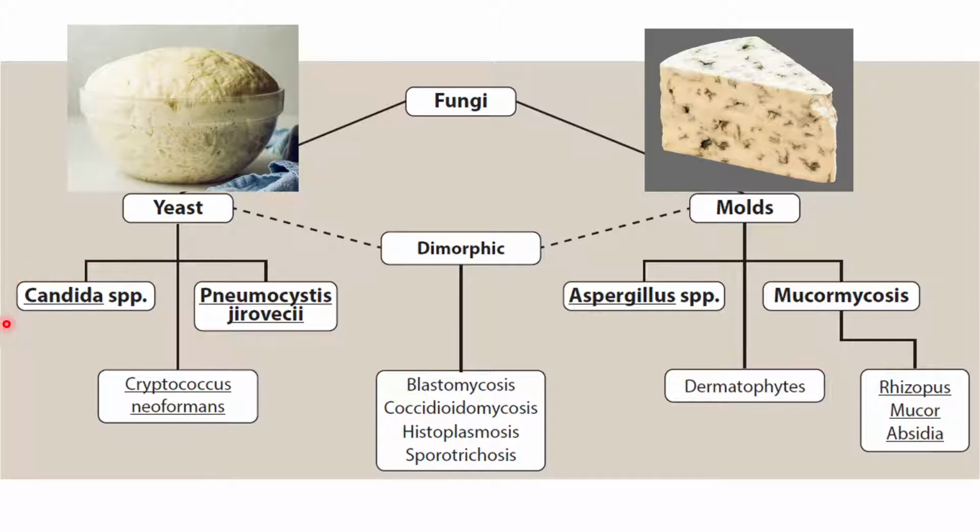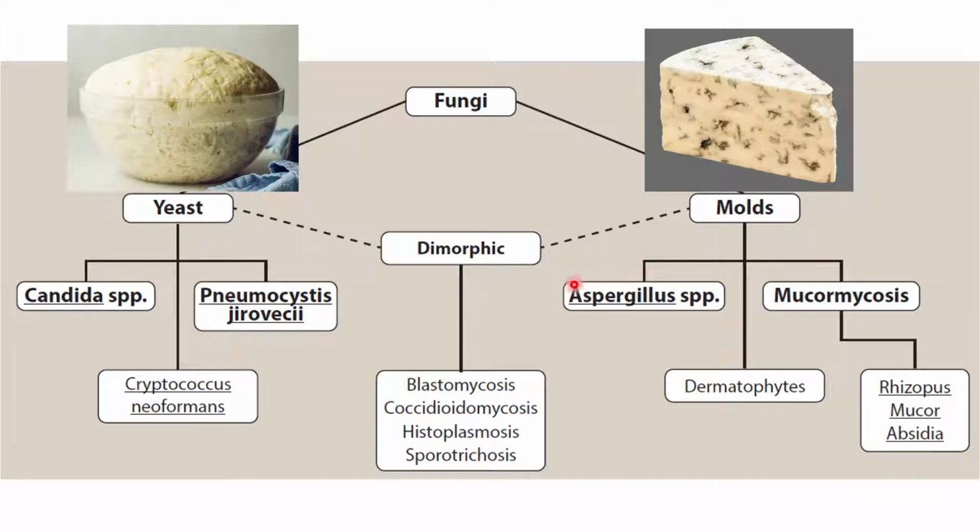Among the yeasts is Candida, and different Candida species are known. Candida is also a normal microflora of the vagina, but sometimes can be seen in the mouth as thrush. And the second is Pneumocystis jirovecii, seen usually in immunocompromised patients and HIV patients.